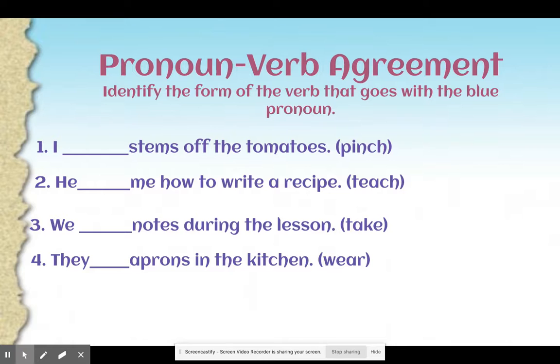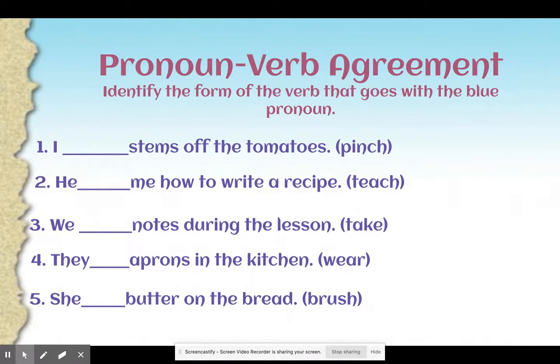Number 4, they blank aprons in the kitchen. You should have said wear. They is plural, so we do not add es. They wear aprons in the kitchen. And number 5, she blank butter on the bread. You should have said brushes. She is singular, so we are going to add es. She brushes butter on the bread.